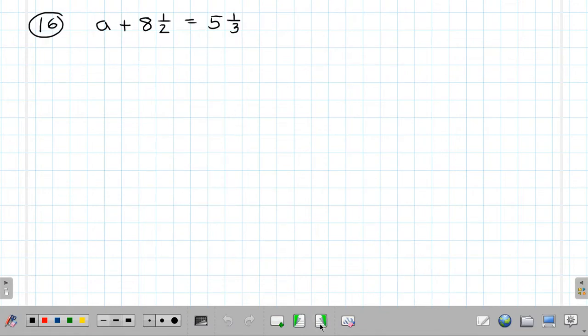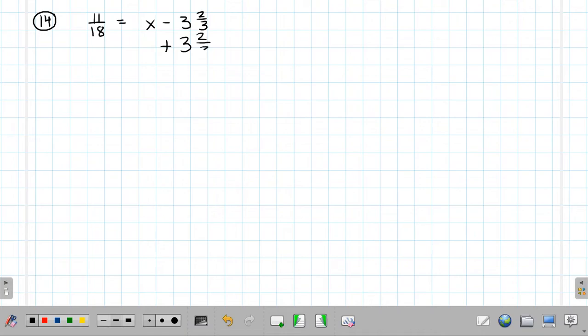So numbers 14, 15, and 16 here are all going to work the same, except we do end up with a little problem here where we have mixed numbers. Okay. But the process is still the same. So we have 11/18 is equal to x minus 3 2/3. Well, that means since we're subtracting 3 2/3, we need to add 3 2/3. Okay. So once again, it's just 11/18 plus 3 2/3. The whole point here is we want these 3 2/3 on the right-hand side to go away.